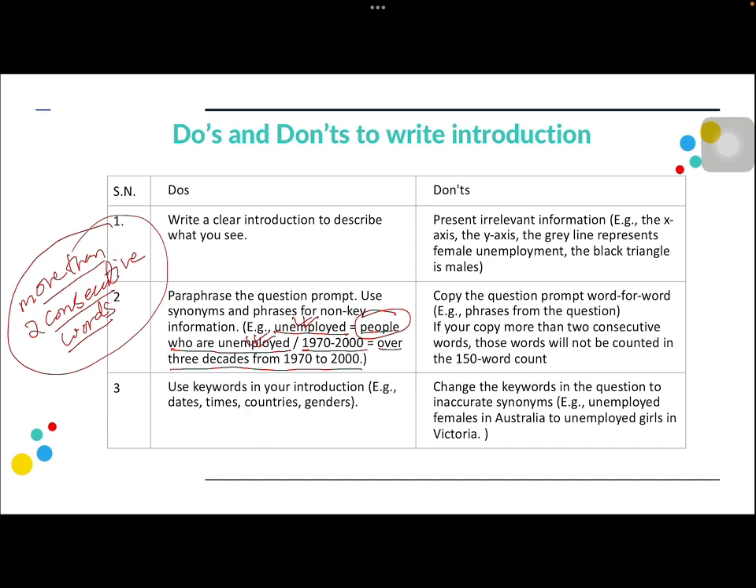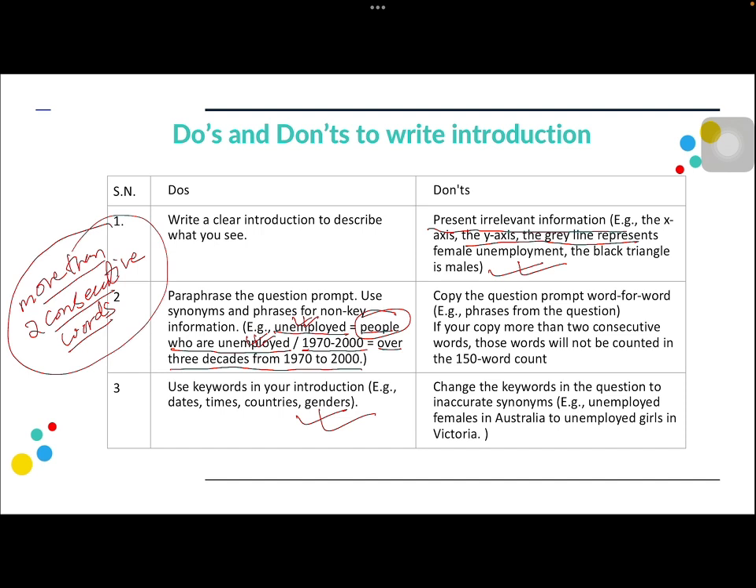All right, use keywords in your introduction, for example dates, times, countries, and genders. So we have already talked about this. Now, do not present irrelevant information, for example the x-axis, the y-axis, the gray line, and so on. This is completely irrelevant and not necessary. Do not copy the question prompt word for word.